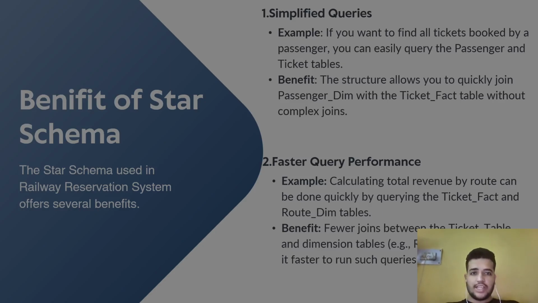The benefit of a star schema is simplified queries. If you want to find all tickets booked by a passenger, you can easily query the passenger and ticket tables. Benefit.